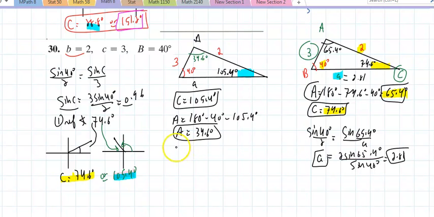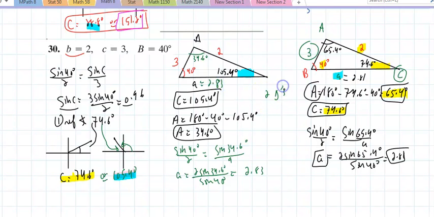And once I get that, I could say the sine of 40 to 2 equal the sine of 34.6 to A. And A would equal 2 times the sine of 34.6 degrees divided by the sine of 40 degrees. And if I plug this in my calculator, I do get that to be 2.83. And that does work. So in this case, I have two triangles. What do these mean? You could ask me during the discussion. I'll be more than happy to show you.